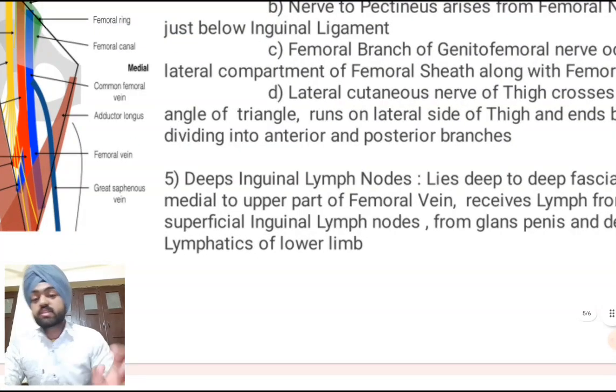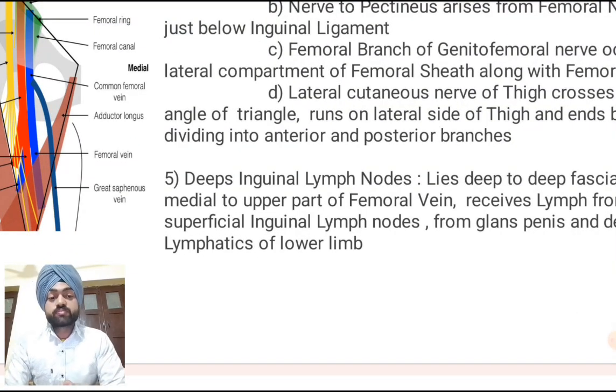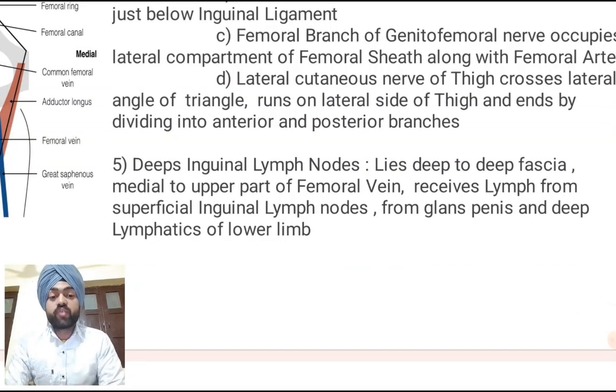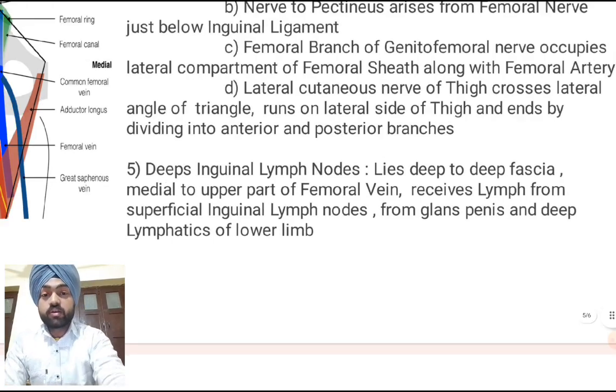Last but not least, the deep inguinal lymph nodes. They lie deep to the deep fascia, medial to the upper part of the femoral vein. They receive lymph from the superficial lymph nodes, from the glans penis and the deep lymphatics of the lower limb.